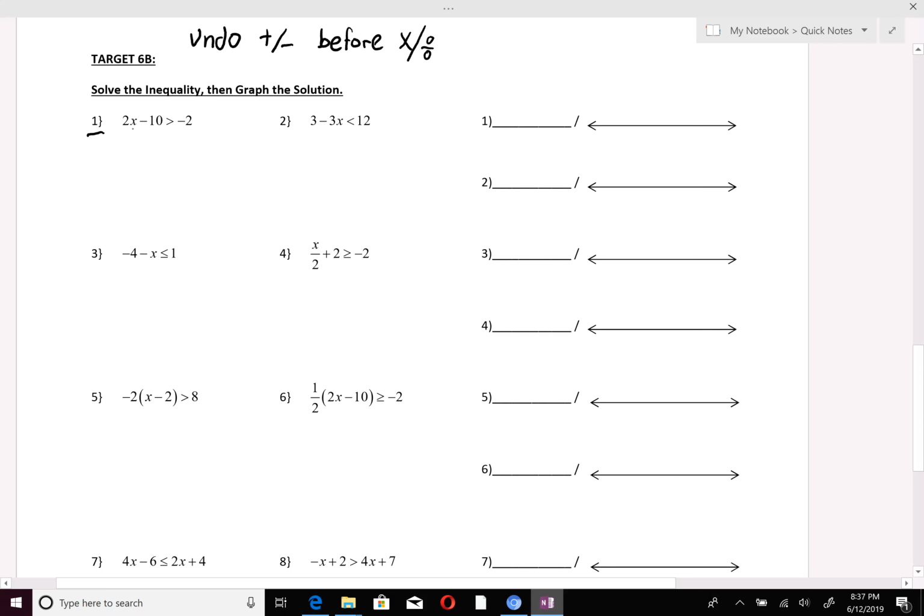So in order to get rid of this 10, since it's addition and subtraction, we'll add the 10, cause of that to cancel, and we'll add 10 to this side. So we'll get 2x. The inequality goes the exact same way, and negative 2 plus 10 is a positive 8. And now that we've undone the addition or subtraction, we can now divide this 2 off. So we get x is greater than, and 8 divided by 2 is 4. And so that's our answer for number 1.